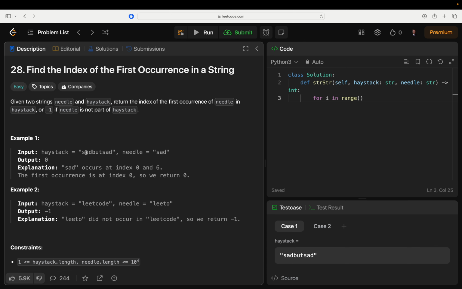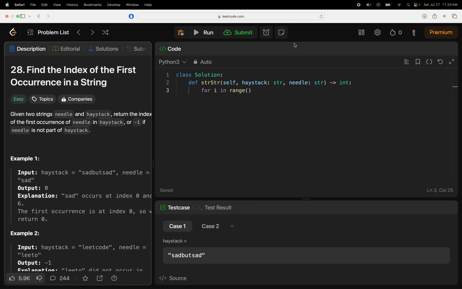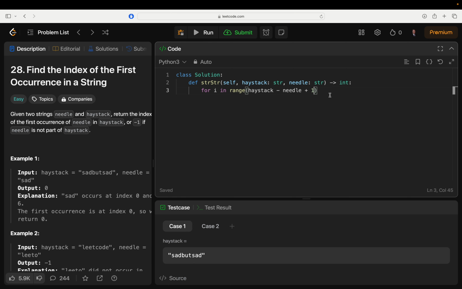So we have 0, 1, 2, 3, 4, 5, 6, 7, 8. Then minus 3 would be 5. We actually want 6, so maybe it'd be minus needle plus 1. Yeah. Okay, we'll just do that, see what happens. I was about to type out plus. My brain is not working.